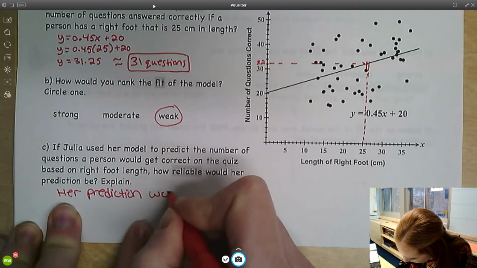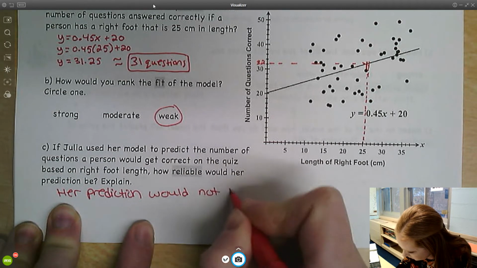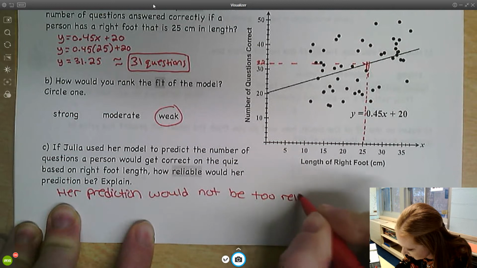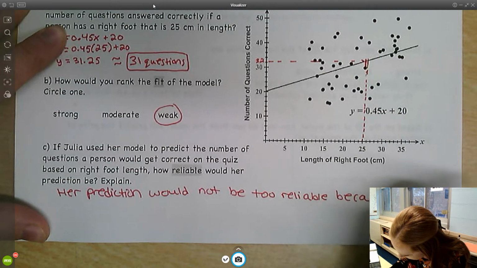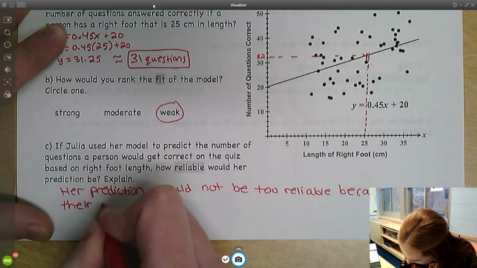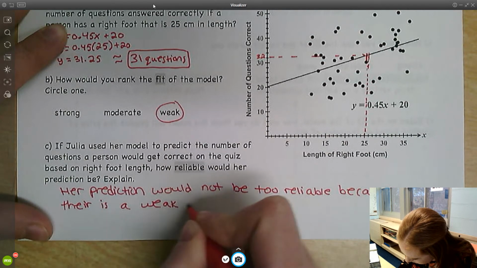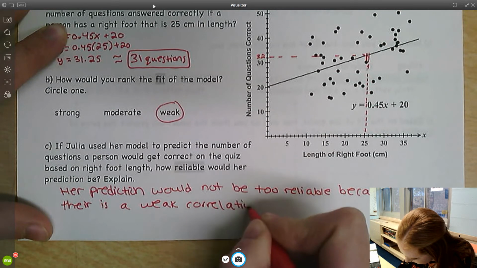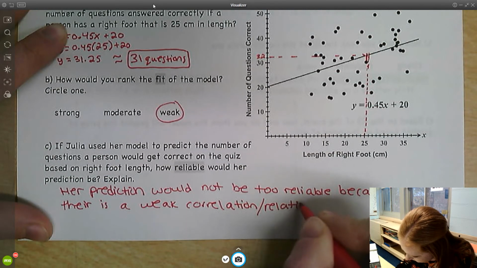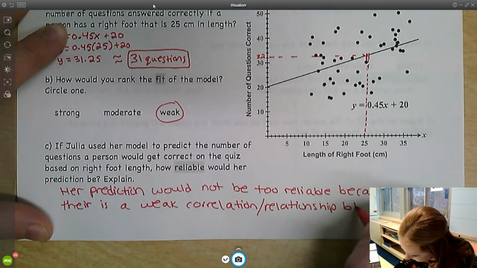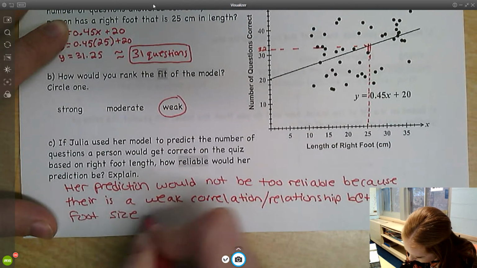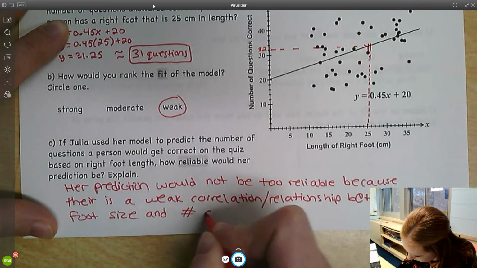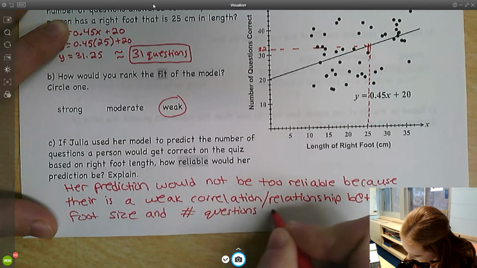Her prediction would not be too reliable because there is a weak correlation/relationship between foot size and number of questions correct.